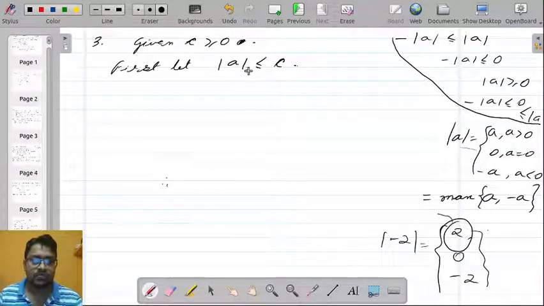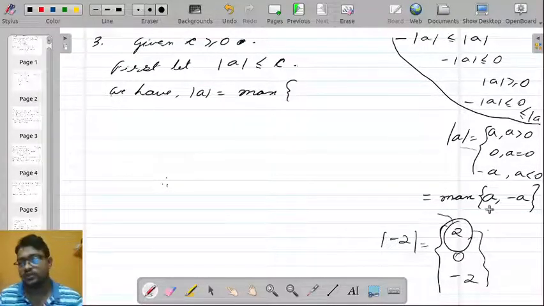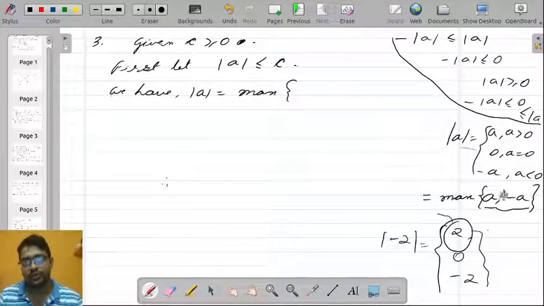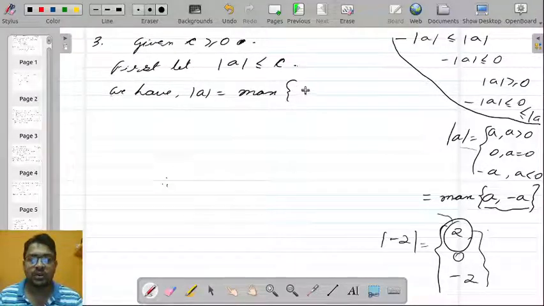So first let mod A less than or equal to C. We have mod A equal to maximum of A comma minus A. For A equal to 0 also this definition is okay, because if A is 0 then it's maximum of 0 comma 0, so that is 0 only. If A is minus 2, then it is maximum of minus 2 and 2, so that is 2. So we have mod A equal to maximum of A comma minus A.